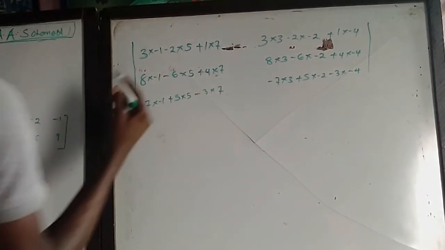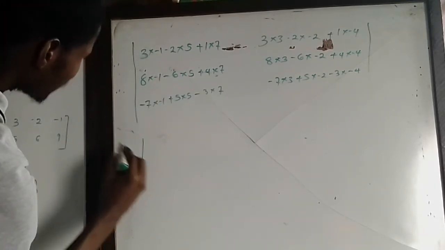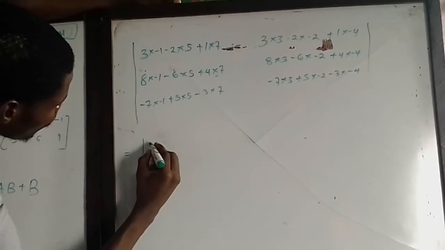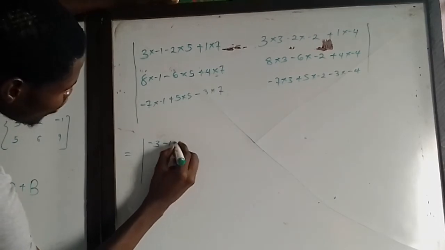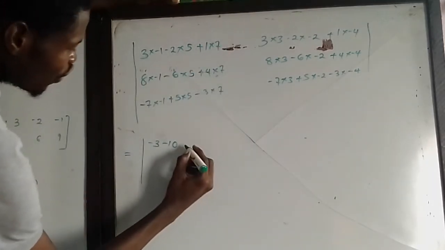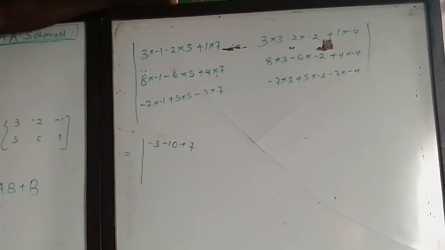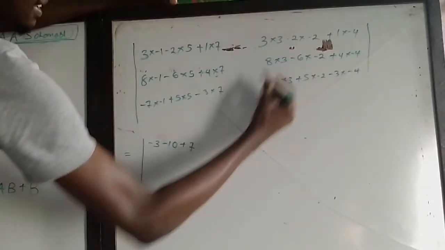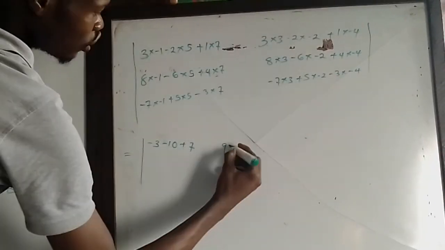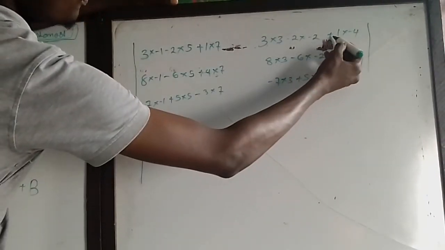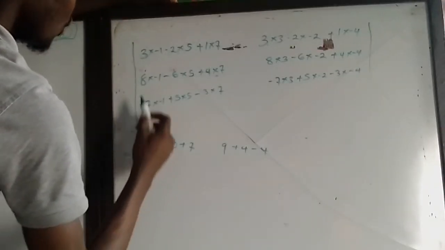So now minus 3 times 1 will give us minus 3. Minus 2 times 5 will give us minus 10. 1 times 7 will give us plus 7. Do you understand? So let's move to this one. 3 times 3 is 9. Minus 2 times minus 2 is what? Plus 4. Plus 1 times minus 4 is what? Minus 4.